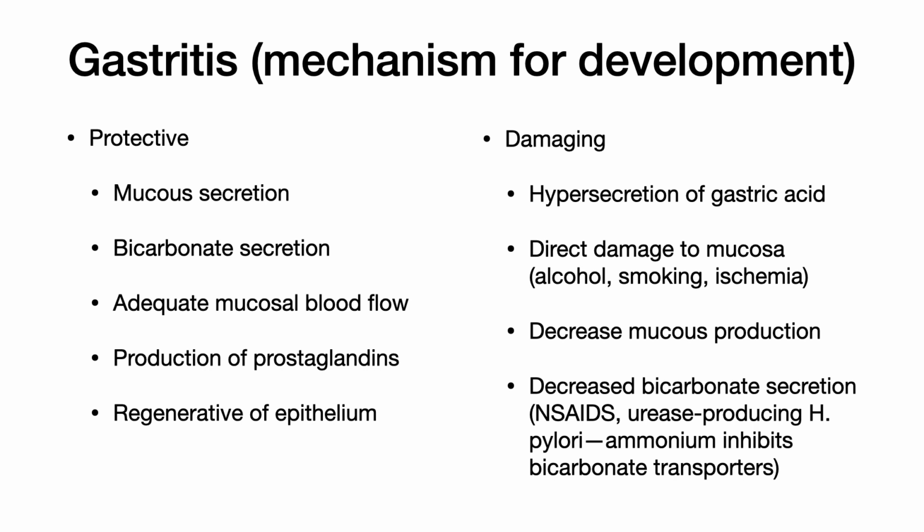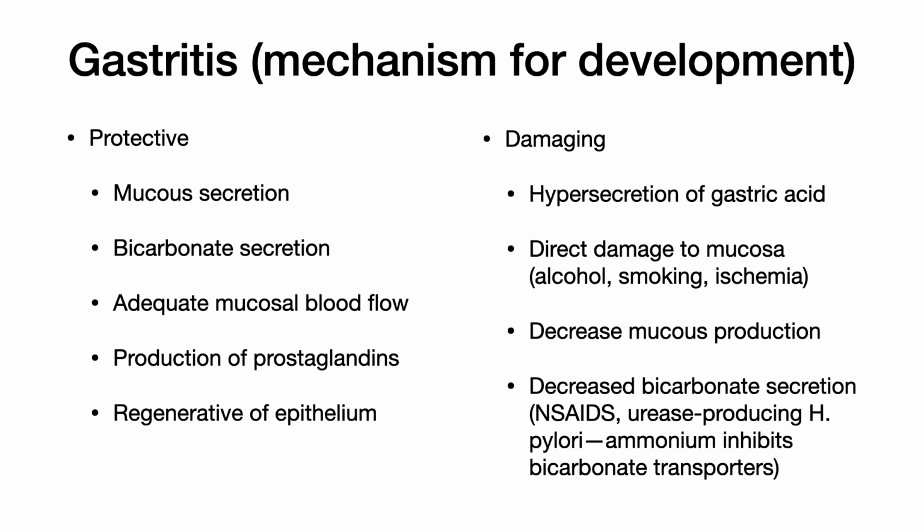So gastritis and its complications. Gastritis, inflammation of the stomach. I thought I'd put in some ideas on the protective mechanisms, because you think about it, your stomach has acid in it. And it's amazing that it can digest your food and not digest itself. It does that because it secretes mucus, it secretes bicarbonate, you have adequate mucosal blood flow, the production of prostaglandins, and then the epithelium can regenerate.